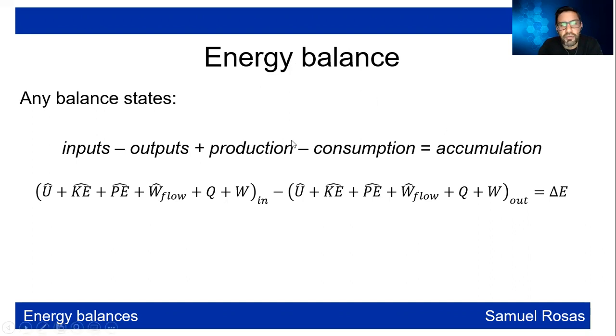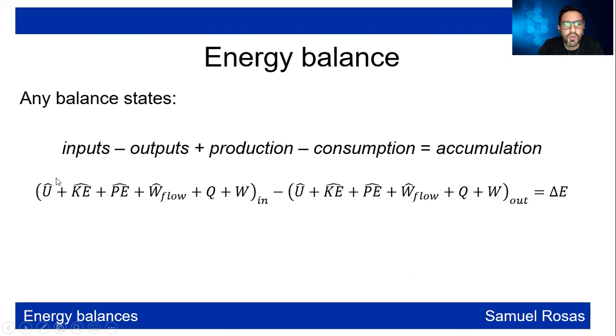Remember that. The production and consumption terms are going to be very important when we talk about chemical reactions. But right now, we're not going to talk about that. We're going to talk about that later. So inputs minus outputs: internal energy plus kinetic energy plus potential energy plus the work of flow plus heat plus work entering the system, minus what goes out of the system, is equal to the change in energy.